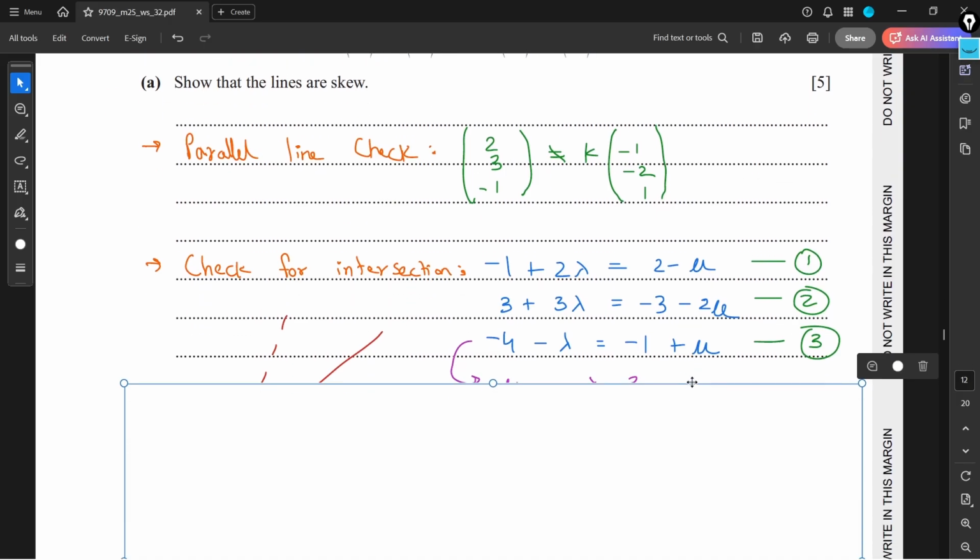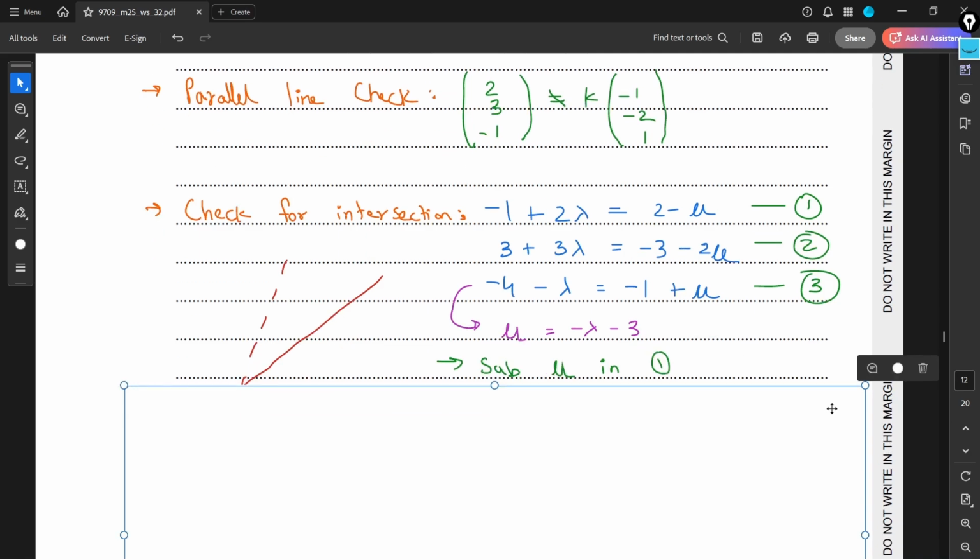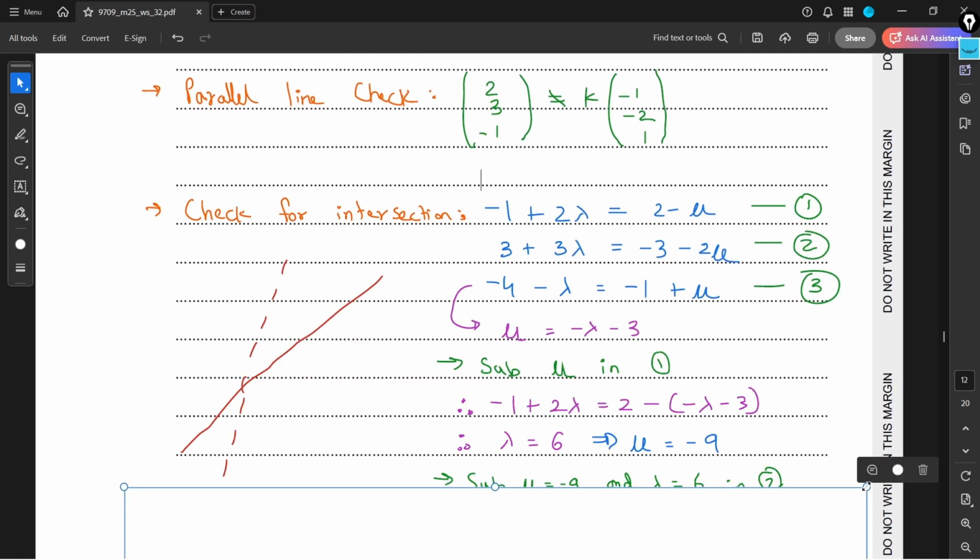That is the common process. We know that. So in this case, what I've done is I've used the third equation to make mu the subject, and then I'm going to substitute that in the first equation in order to find lambda in the first place. So if I can show it to you, the value of lambda I'm getting is 6. And then if I put lambda equal to 6 in this expression, I'm going to get mu equals minus 9.